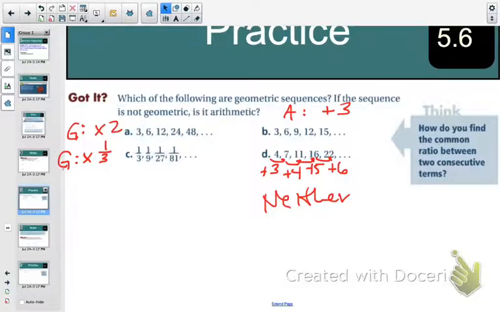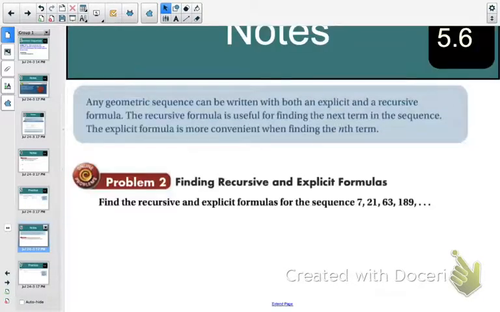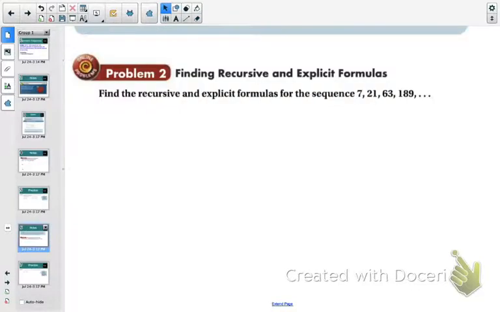And then D, it has a pattern, you're adding 1 more each time, but that's neither arithmetic nor geometric, so we just say neither on that one. Even though it is a sequence and it has a pattern, it's neither of the two that we've discussed. So, alright, let's look at the recursive and explicit formulas here.